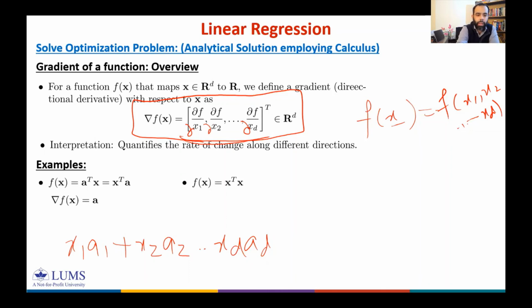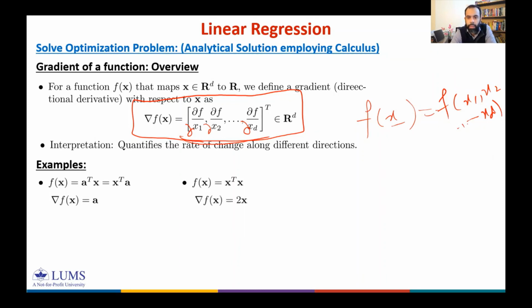Let's expand this. What is x transpose x? x1 square plus x2 square plus x3 square and so on and so forth. When you take the derivative of this with respect to x1, what do you get? 2 times x1. All other terms would be 0. When you take the derivative with respect to x2, you get 2x2. And then you get 2x3 and so on and so forth. Or you can say the gradient would be simply 2x. Right?